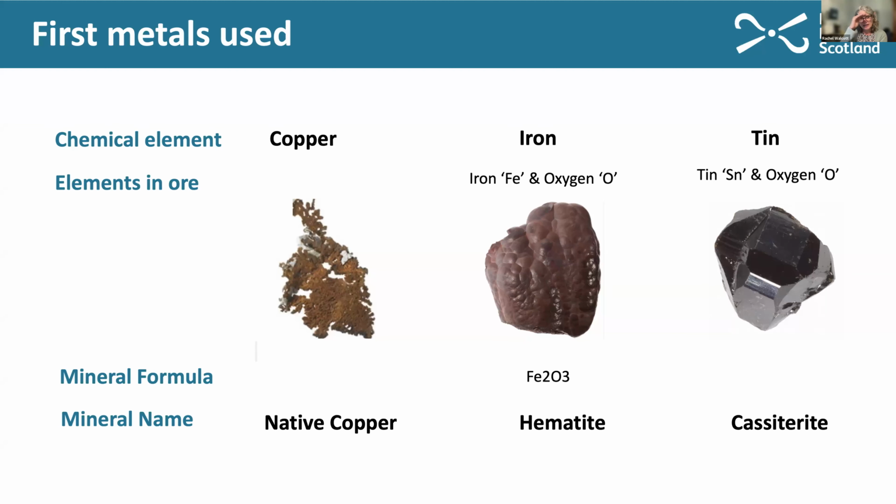So this just shows the chemical elements: copper, iron, tin, but the minerals that they come from are copper, hematite, which is like iron oxide, and cassiterite.